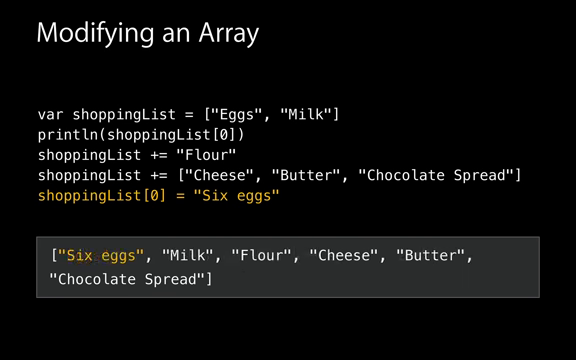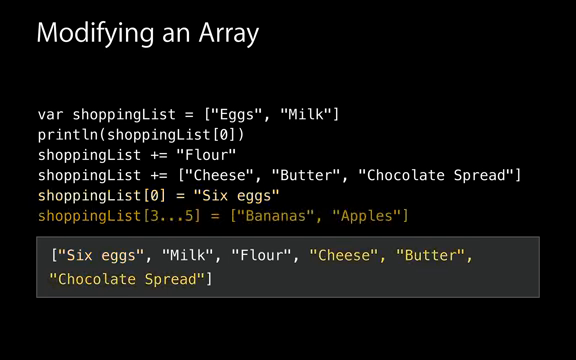And if we want to make our shopping list a little bit healthier, perhaps, we can actually replace an entire range in one go. So we can replace items 3 through 5, that's the cheese, the butter, and the chocolate spread, with some bananas and apples instead. So that's arrays. What about dictionaries?